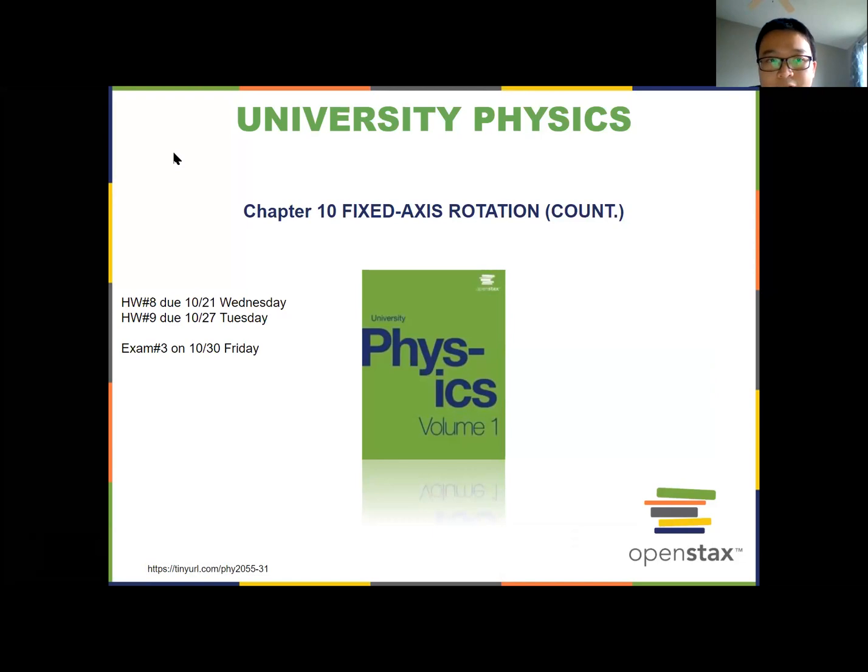Another reminder is that the homework will be due tomorrow. Make sure you get a chance to finish your homework by tomorrow midnight. Still due by tomorrow midnight. Today we are still going to be looking at chapter 10.